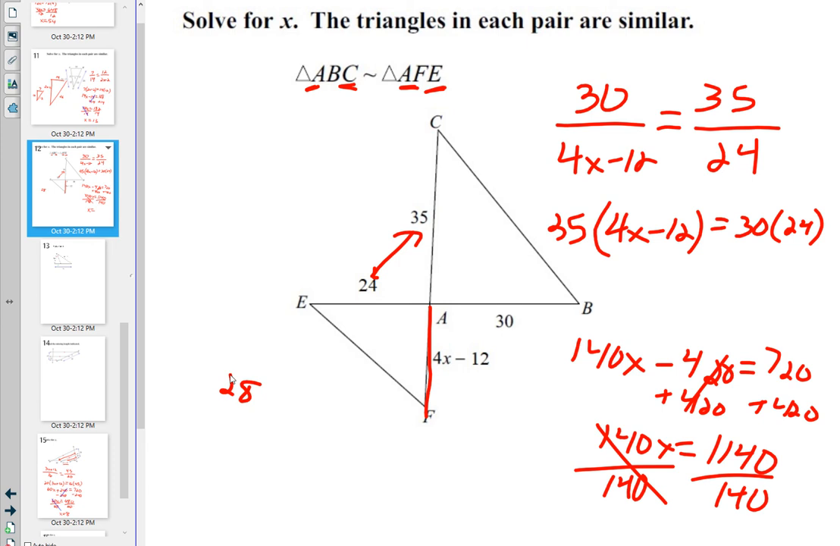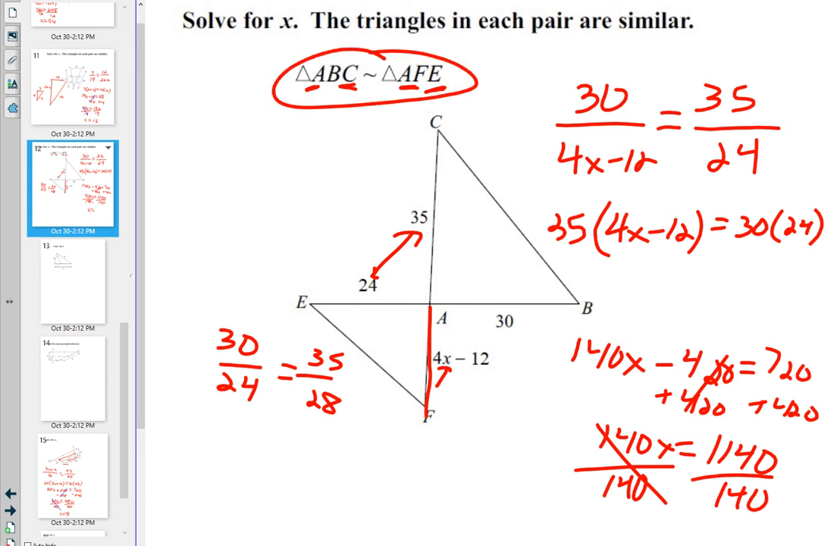Because if I do it the way that this is now, if I put in a 10 for x, that would mean that 30 over 28 is supposed to equal 35 over 24, which it doesn't. But if I were to flip these, 30 over 24 is 35 over 28. That should be correct. 30 times 28 should give you the same thing as 35 times 24. They're both 840, right? So the problem is that this is.